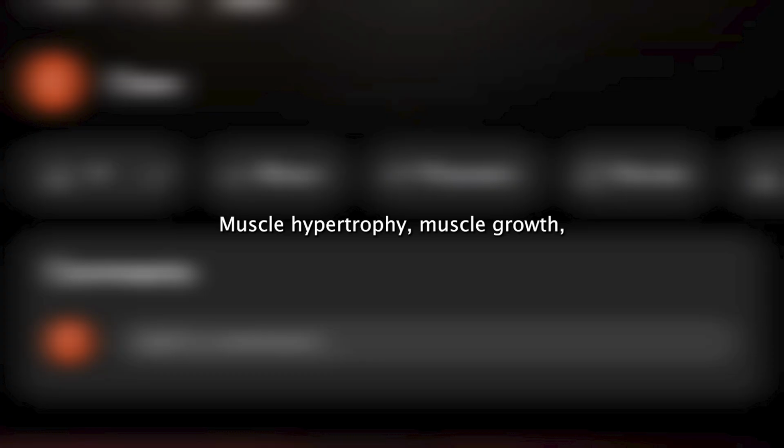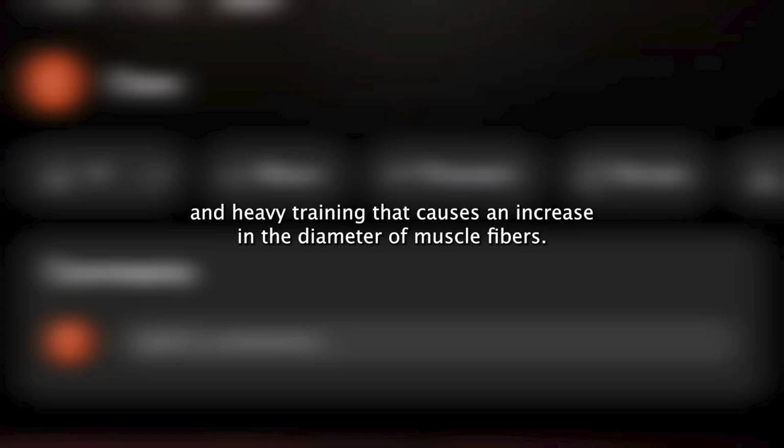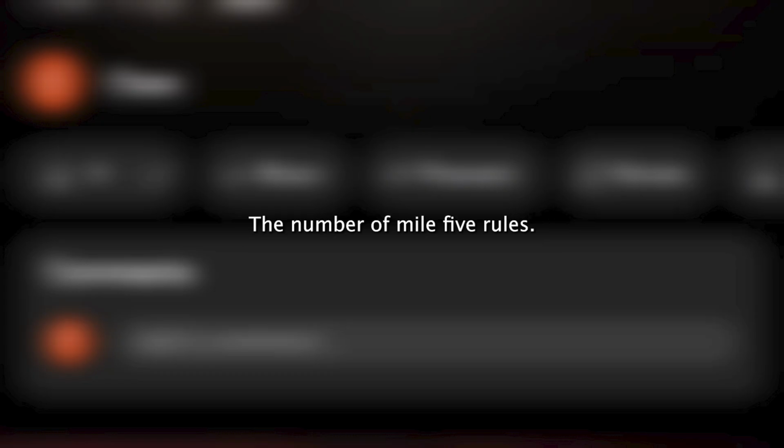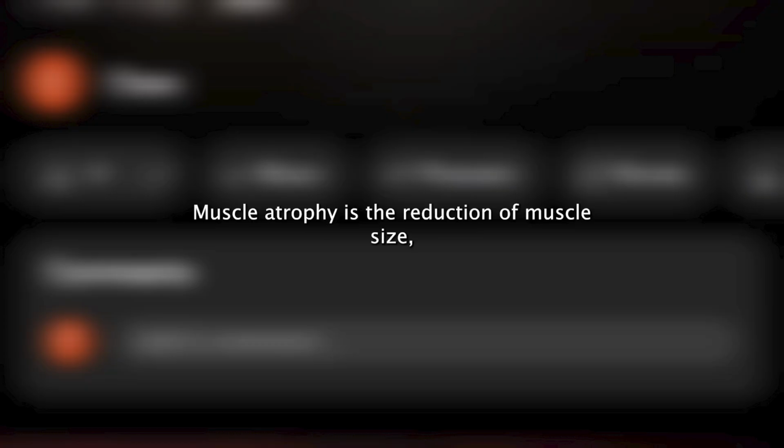Muscle hypertrophy. Muscle growth from heavy training that causes an increase in the diameter of muscle fibers, the number of myofibrils, the number of mitochondria, glycogen reserves. Muscle atrophy is the reduction of muscle size, tone, and power due to a lack of activity.